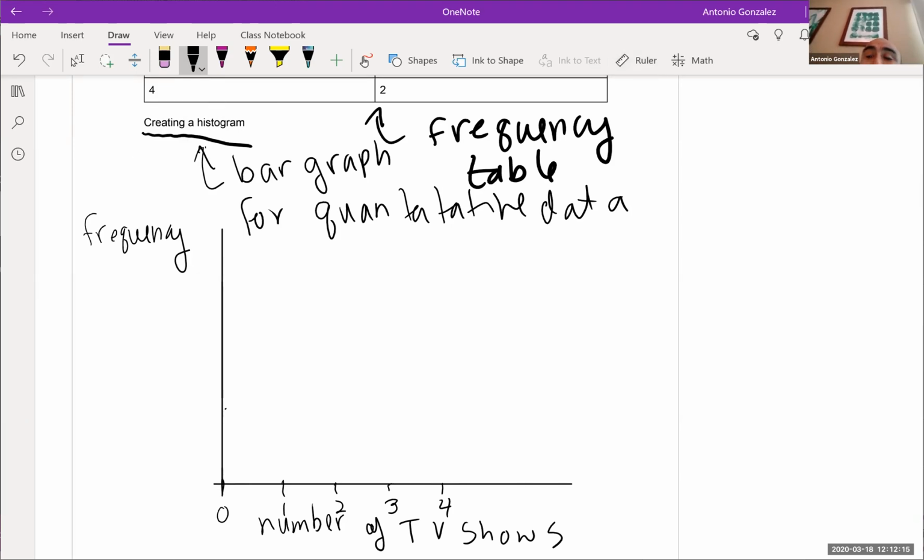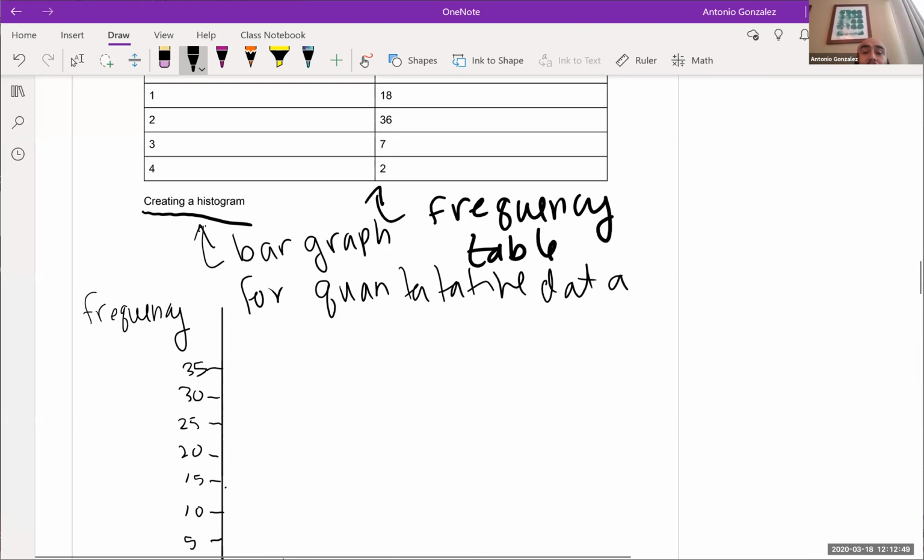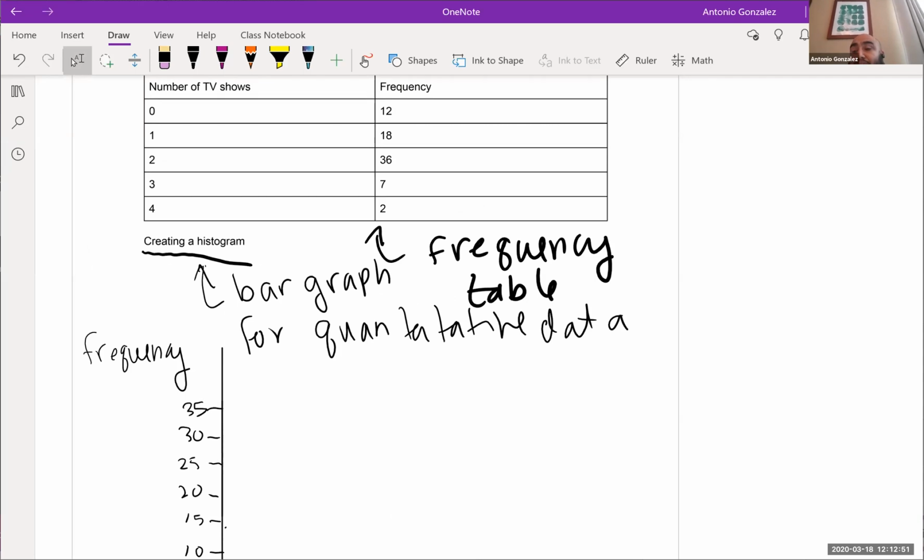Okay. All right, so let me write this a little neater here. All right, so now we have our graph set up, just the axes and the labeling of them. And now here we have to be careful how we represent this data.